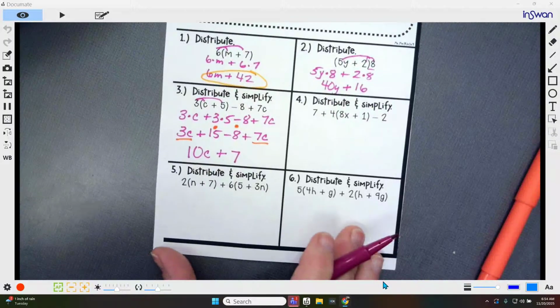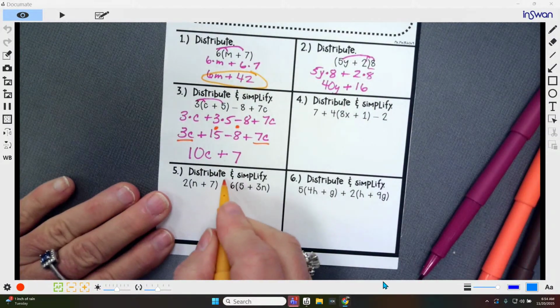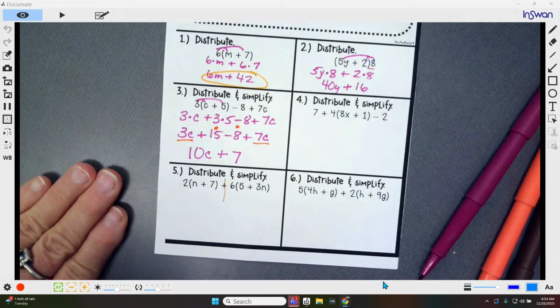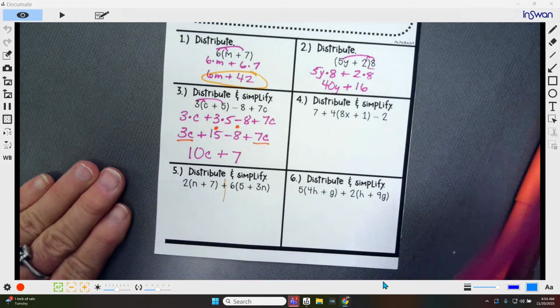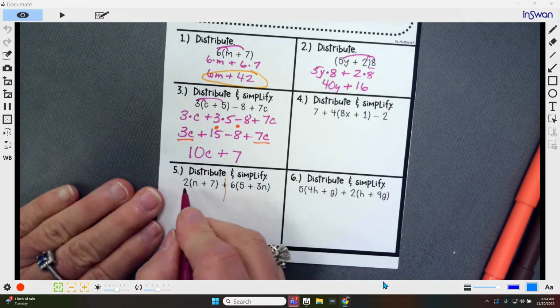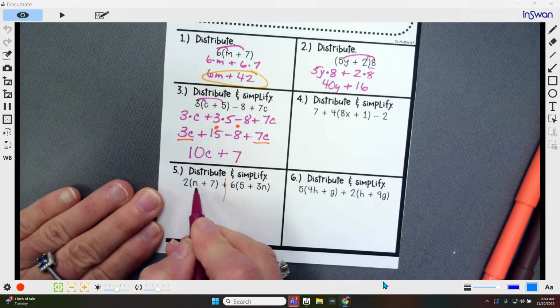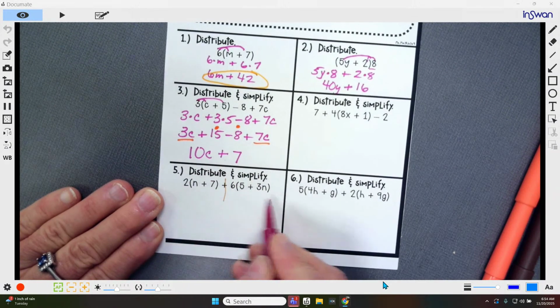Now, number 5 is a little more complicated, but if you look at number 5, it's just basically two distributions. If I split that in half, I can do each half and then combine the like terms and be done. So likewise, I will multiply the outside factor times both factors on each one of these.